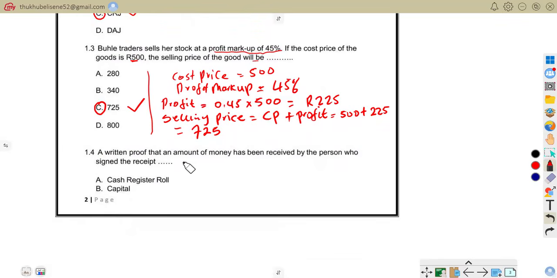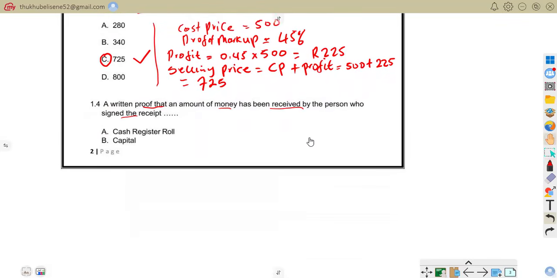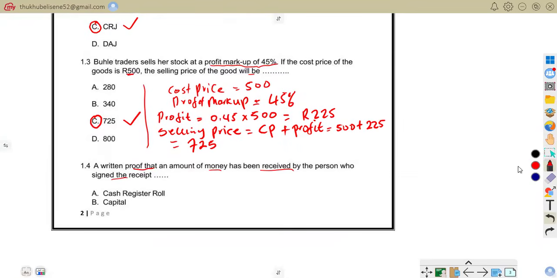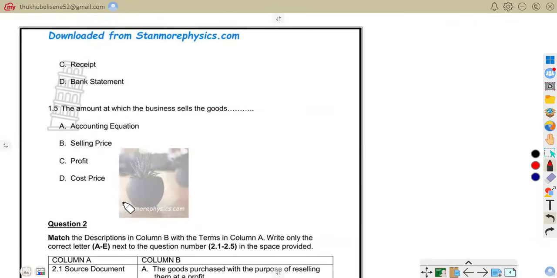1.4 reads as follows. A written proof that an amount of money has been received by the person who sent the receipt. We are given four options: cash register roll, capital, receipt, bank statement. The correct answer there is C, receipt.